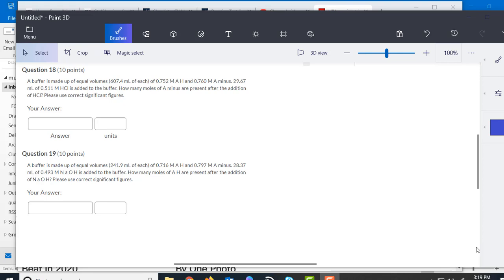So in looking at problem 18, we're looking at a buffer problem here. The first thing you're going to need to do is find the initial moles of the AH or the A-, depending on what you're looking for here. We're looking for the A-, that's going to be our focus. I'm going to find the moles of AH anyway, because I want to show you something else with regard to the calculation here. But let's look at, first of all, the moles of AH here.